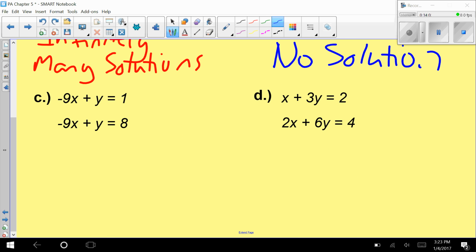For C, negative 9x plus y, negative 9x plus y. We're going to have to subtract here. Negative 9x minus negative 9x is 0. y minus y is 0. 1 minus 8 is negative 7. 0 does not equal negative 7. That is no solution.